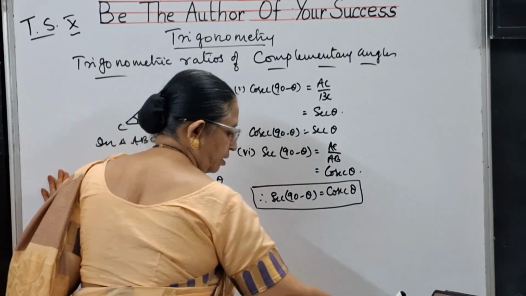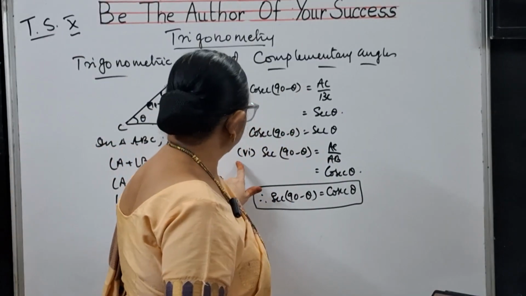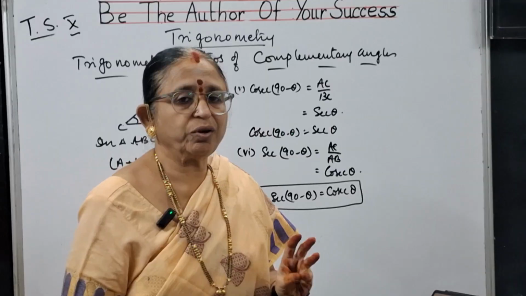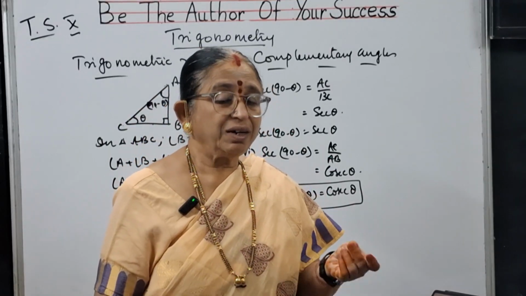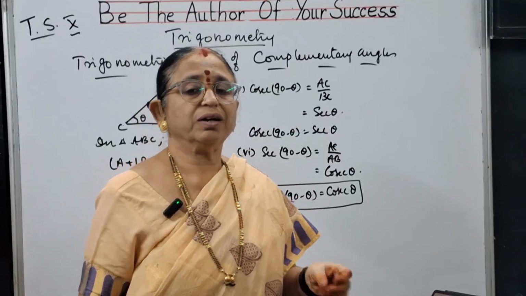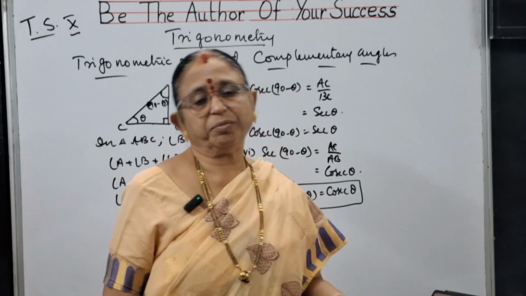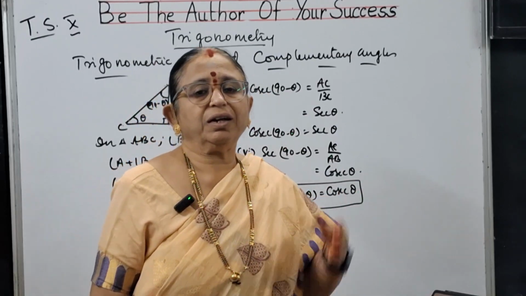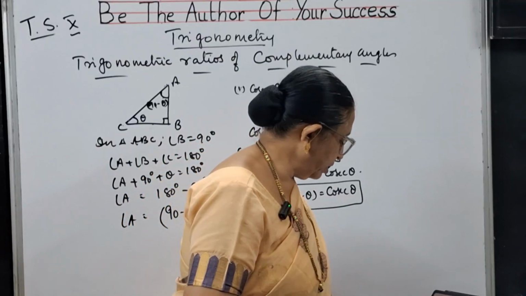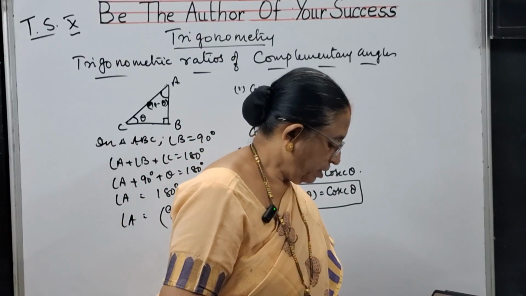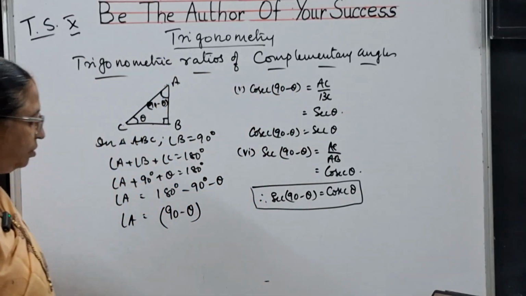So these are the various values you are getting. Totally you have got 6. Sine 90 minus theta is cos theta, cos 90 minus theta is sine theta, tan 90 minus theta is cot theta, cot 90 minus theta is tan theta. Cosecant 90 minus theta is secant theta, secant 90 minus theta is cosecant theta. You need to remember this, children, for doing other problems in your textbook. So please note it down.